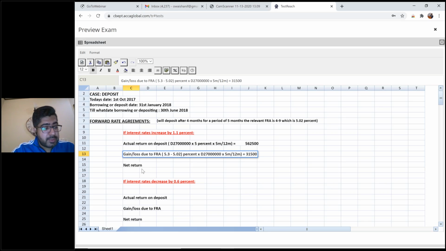It's a deposit case, right? The rates became 5.3. Try to understand this. The rates became 5.3, but you locked the deposit rate at 5.02. Did you get a loss or a gain? Loss, because the rates became 5.3, but I locked at 5.02. It's a depositing case. I got a loss.